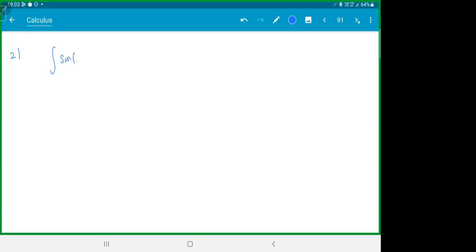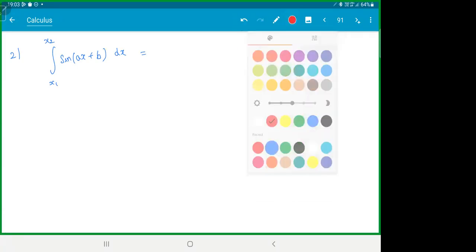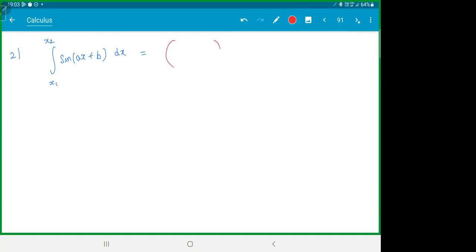integral sine ax plus b, x1 to x2. This is given by minus 1 by a. So see, I'll tell you one thing, how to remember this in case you forgot the formula. Think of it like this. After differentiating, I'll get some answer. What should I differentiate here so that I will get this as my answer?